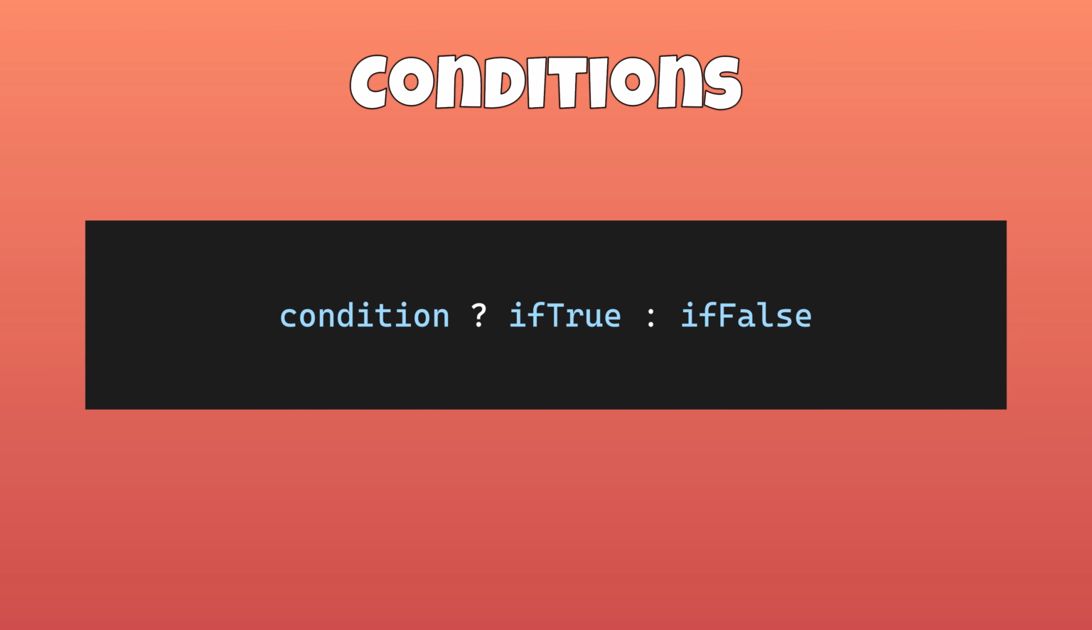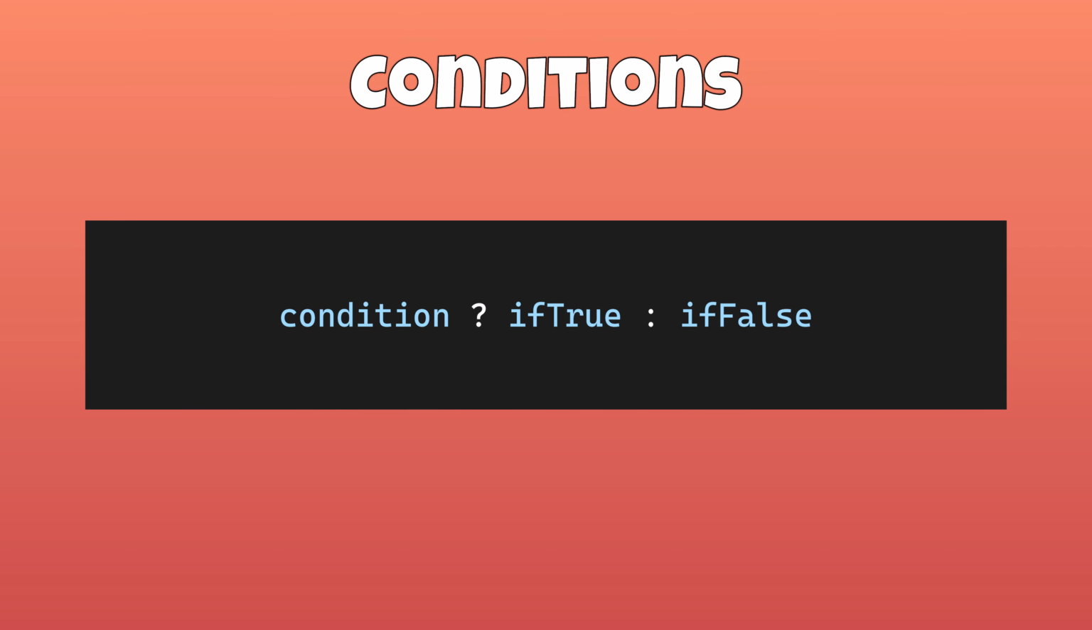There is also a ternary conditional operator. This operator consists of a question mark and a colon. It is used to return a value based on a Boolean expression, so either true or false. It is used as follows. Here, condition represents the Boolean expression to be evaluated. If true is the value to return if the expression evaluates to true, and if false is the value to return if the expression evaluates to false.